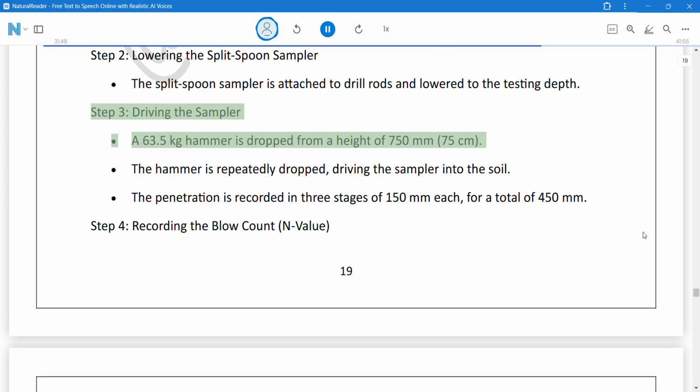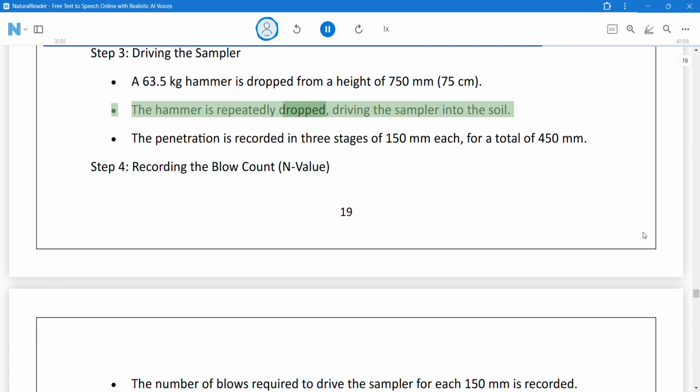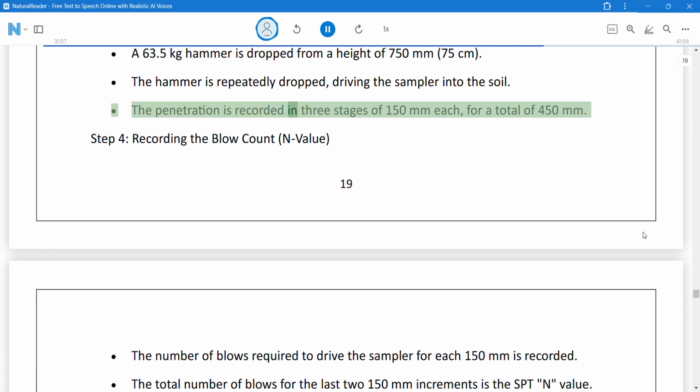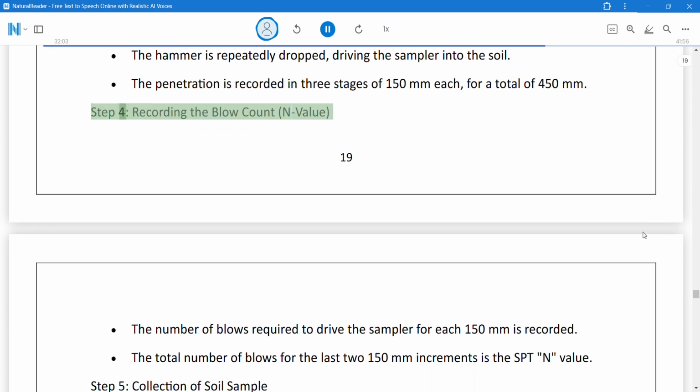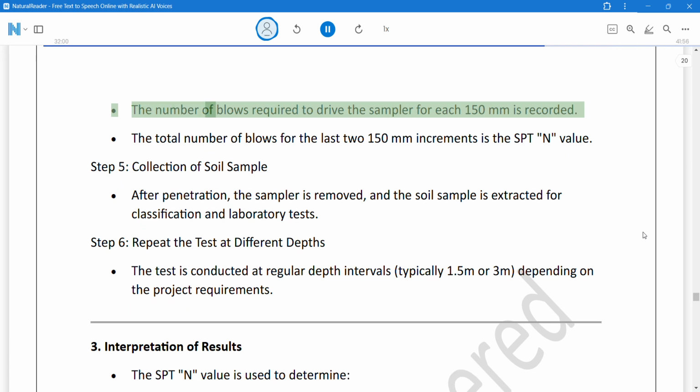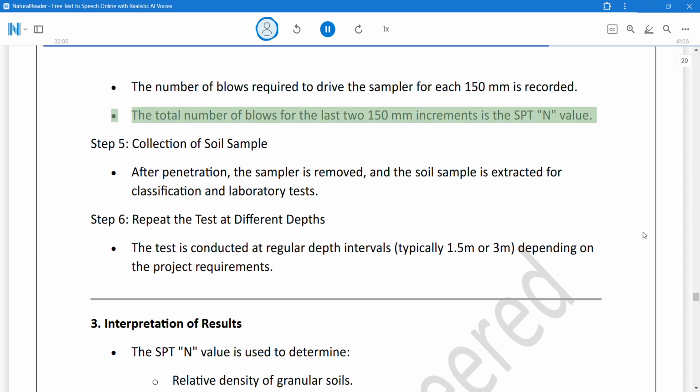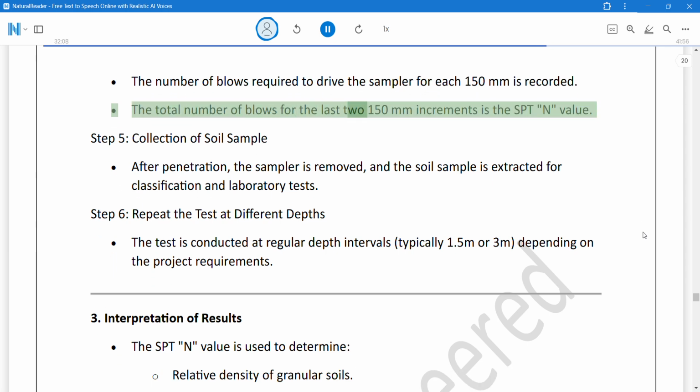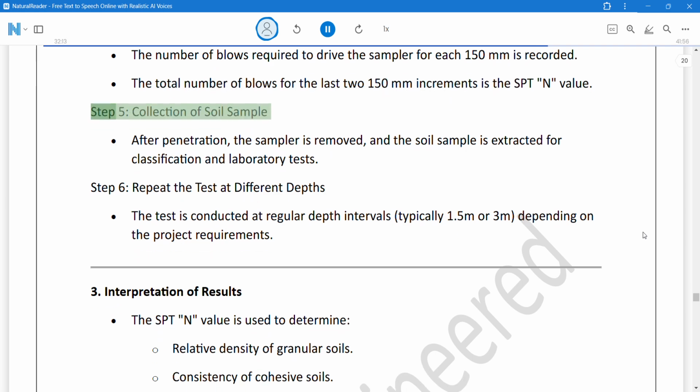A 63.5 kg hammer is dropped from a height of 750 mm. The hammer is repeatedly dropped, driving the sampler into the soil. The penetration is recorded in 3 stages of 150 mm each, for a total of 450 mm. Step 4. Recording the blow count. The number of blows required to drive the sampler for each 150 mm is recorded. The total number of blows for the last two 150 mm increments is the SPT N value.